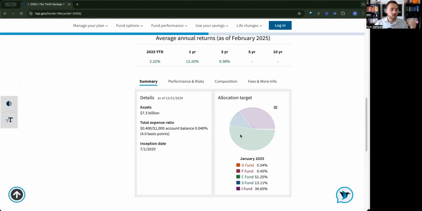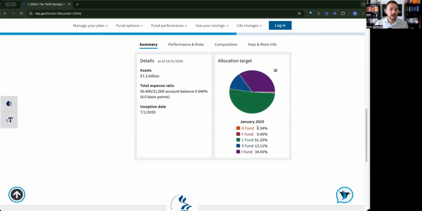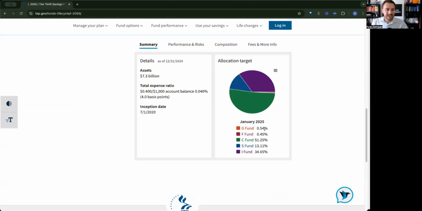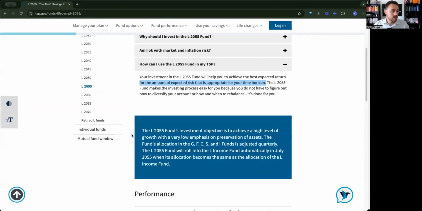And what I mean by that is when we scroll down, you can see that just less than 1%, 0.99%, let's just call it 1% of the 2055 fund will actually be in the G and the F fund. And you remember the G and the F fund were the lower risk funds, basically the safety funds. So because you've got a 30-year time horizon, you don't necessarily need to have your money inside the G and the F fund because you can ride the waves of the market and that'll probably prove to be beneficial for you over time.